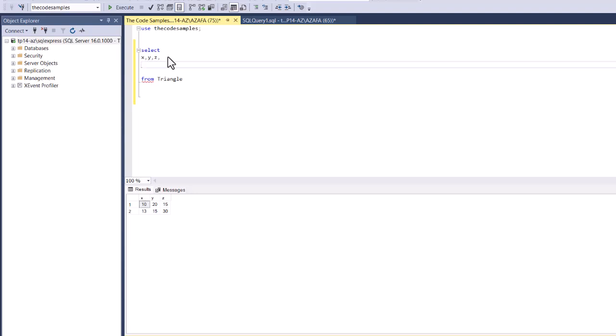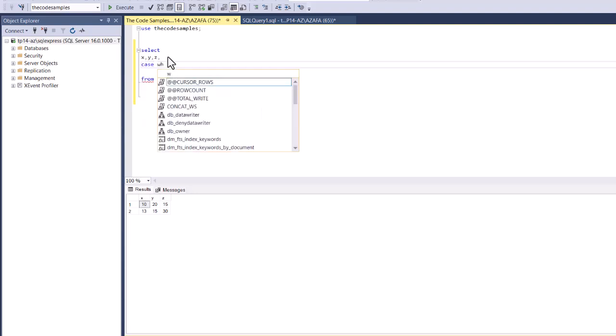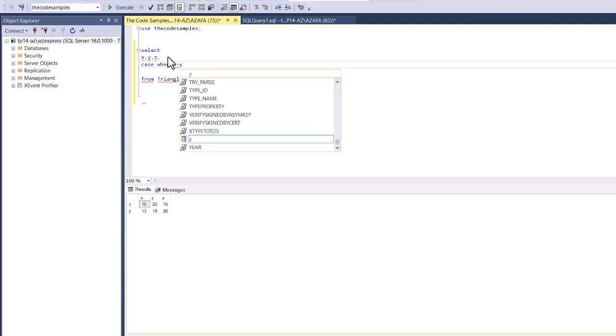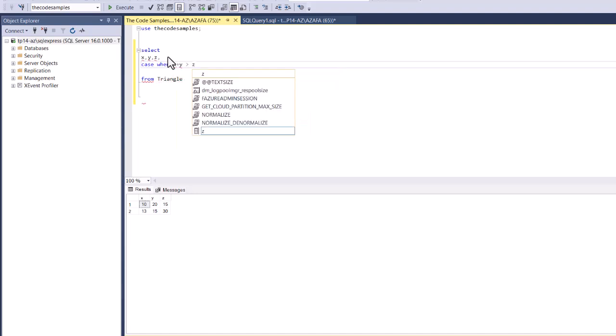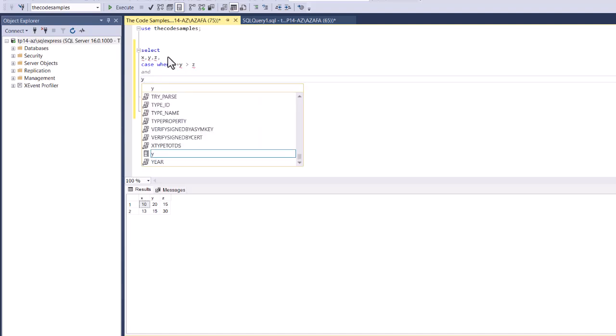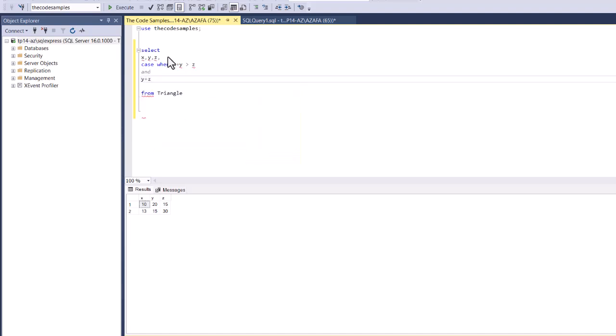So we can use a case statement here. We can do case when X plus Y is greater than Z, and Y plus Z is greater than X, and Z plus X is greater than Y, then yes, it is a triangle. Else, no, it is not a triangle. And I'm just going to end this case statement and call it triangle. This is the column name too.